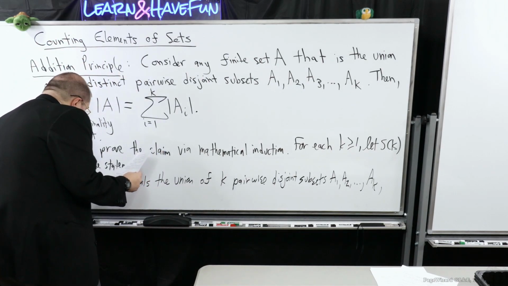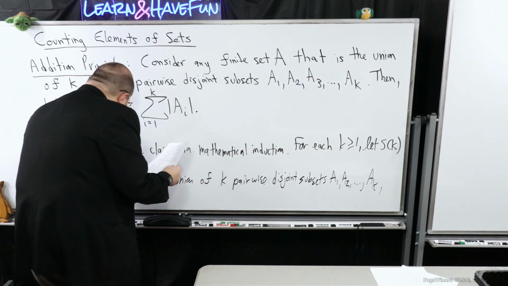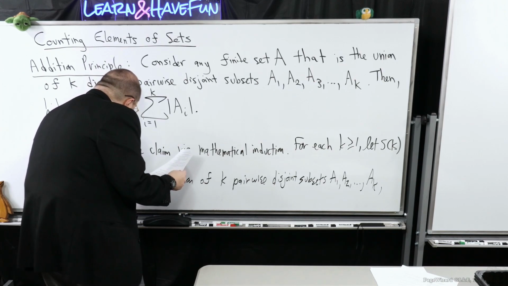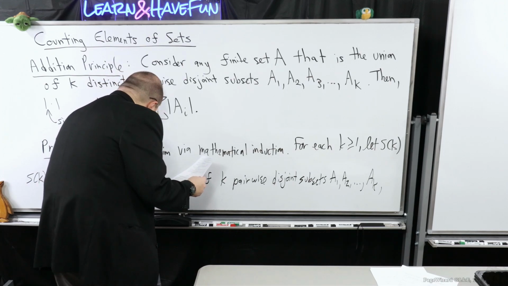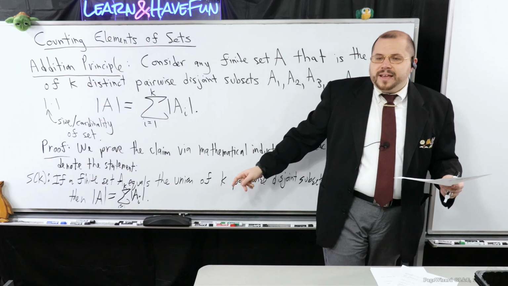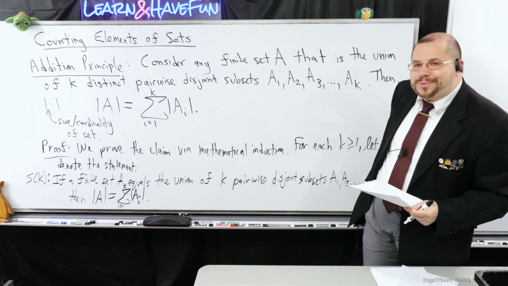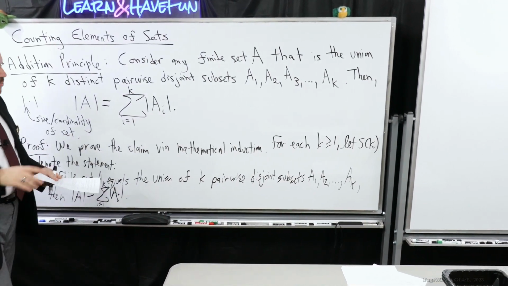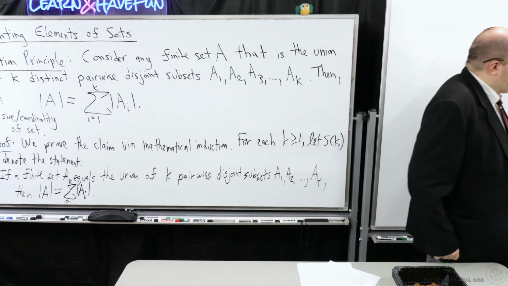Then the size or cardinality of A is equal to the sum from i equals 1 to k of the cardinality of Ai. Right? If we could prove this, then we're done, right? So let's now go about this. If we could prove this for all k greater or equal to 1, then we're done.